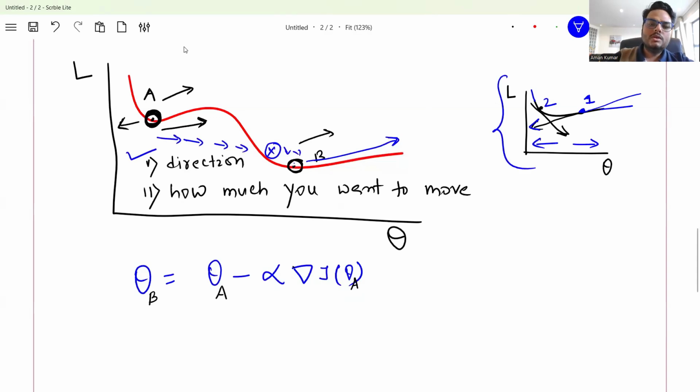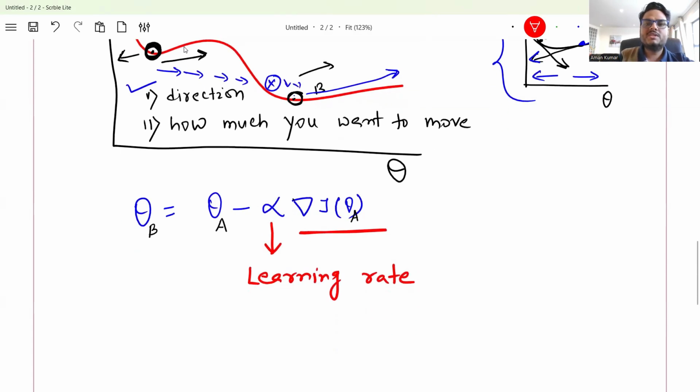So that is this gradient term in the end that you see here, this term. And this term alpha is known as learning rate. Learning rate is important because it tells you what should be your step size. So this tells you which direction you should move in, and this tells you how aggressively or slowly you should move. These two things combined give you the step size.